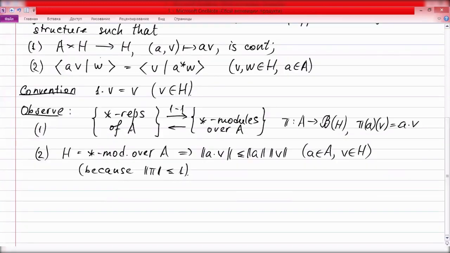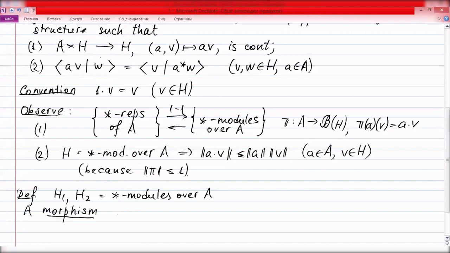Okay, so these are our objects. Now let's introduce morphisms between them. Suppose that H1 and H2 are star modules over A. Then, by definition, a morphism from H1 to H2 is a bounded linear operator from H1 to H2, which is an A-module morphism in the usual sense of the word. So such that phi commutes with the action of the algebra. That is, the following identity holds.